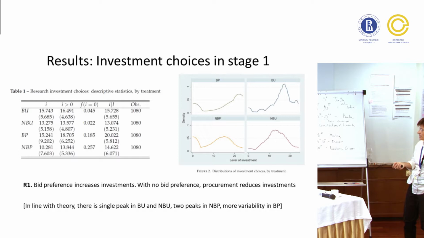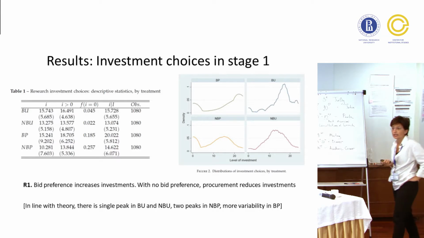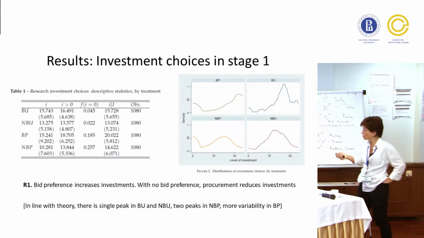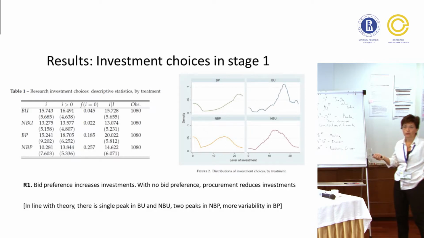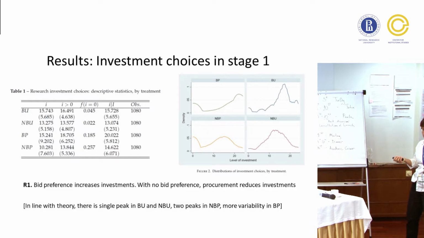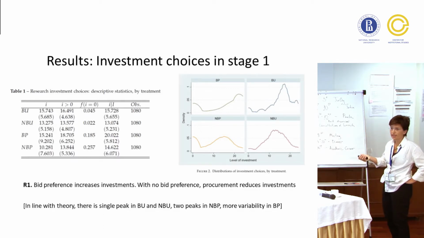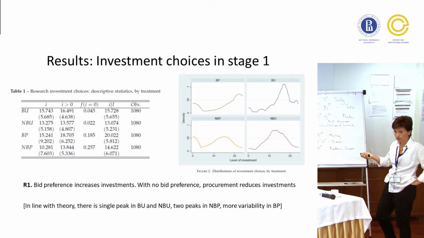And what you can see is that there is a single peak in bonus and in unsolicited proposal, with respect to these two pictures. And if you remember, in this case, you had only one Nash equilibrium. Okay, so this is exactly referring to that kind of theoretical prediction. So this means that the subjects understood very well the way in which the experiment was designed, because they are behaving exactly according to the theoretical prediction.